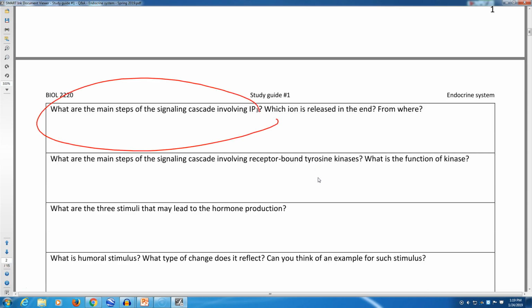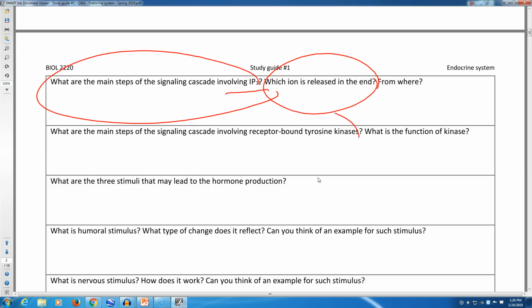IP3: interaction with G protein, phospholipase C, it produces IP3. IP3 leads to the release of calcium from the endoplasmic reticulum. It's not going any further. Receptor-bound tyrosine kinases: tyrosine kinase phosphorylates the protein. Before moving on, is anything unclear? If something is unclear, stop me right away.